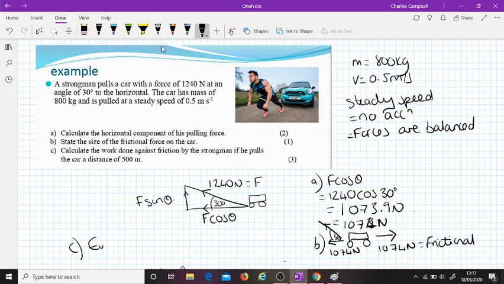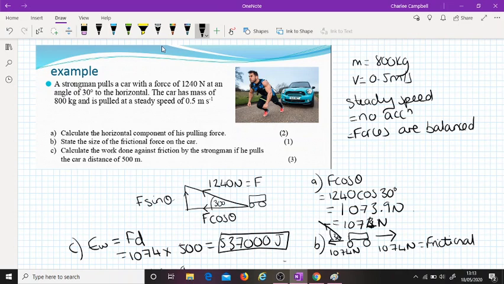And then part C is the work done. So work done, or EW, as you'll see it in the formula sheet, is force times distance. So again, we work out the force, which is 1074, times a distance of 500 meters, and that gives us 1074 times 500, 537,000 joules, because work done is a type of energy and energy is measured in joules.